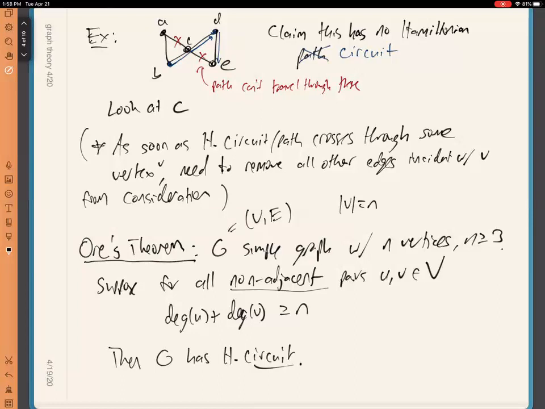So the argument I gave shows that it has no Hamiltonian circuit. If you go back and listen to that argument, or just look at the picture here, you can see that this graph does not have a Hamiltonian circuit, but it does have paths.